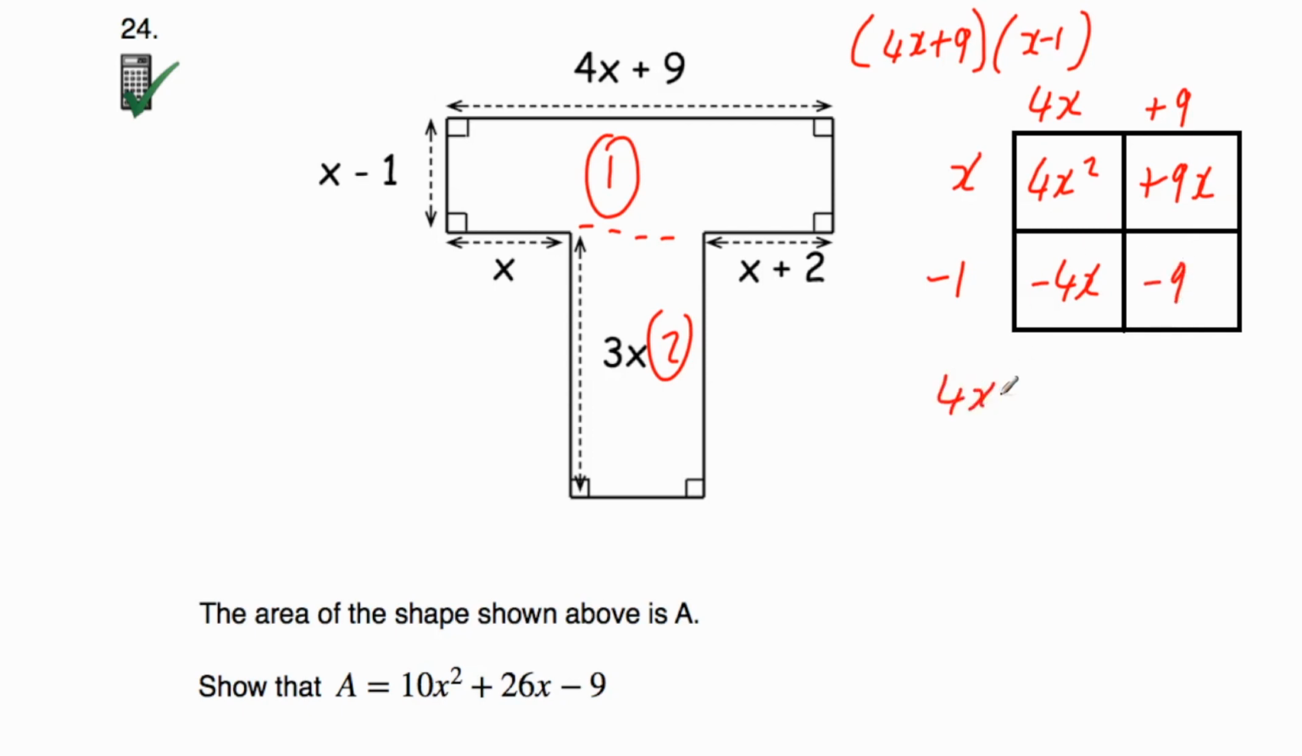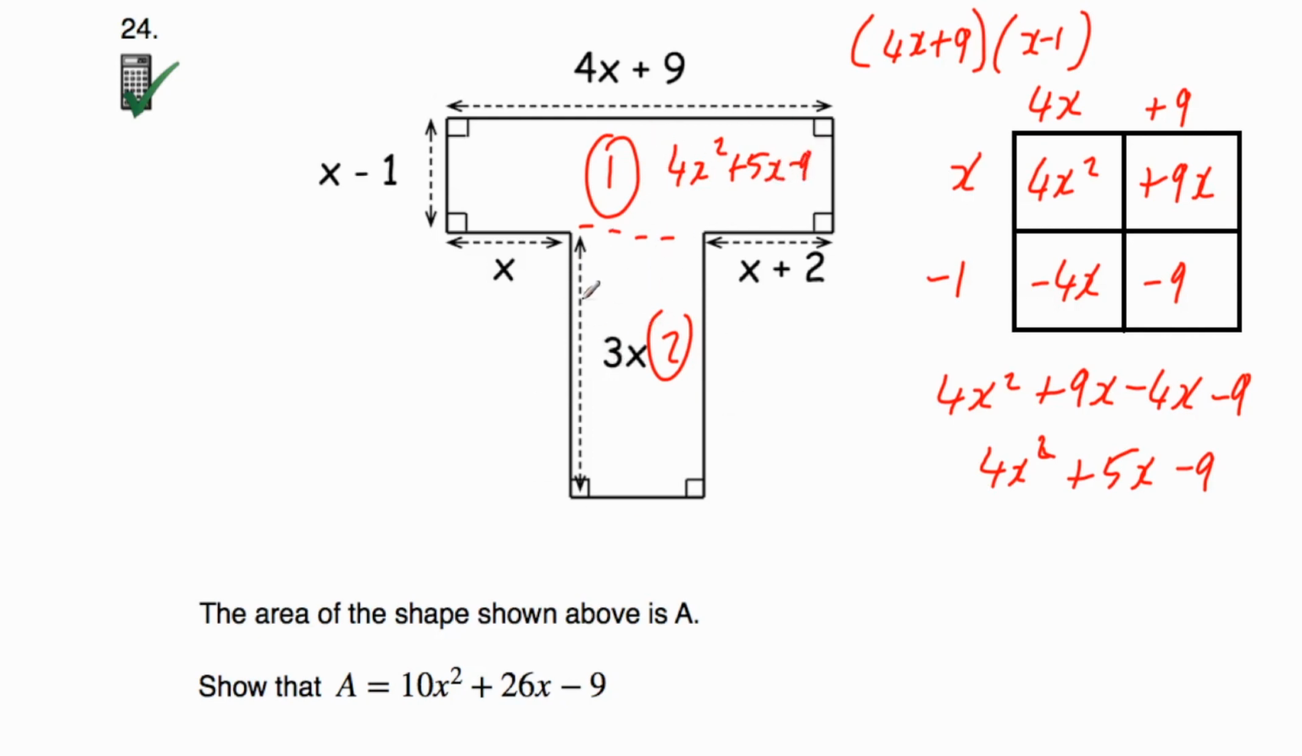So that would be 4x squared, and then we've got plus 9x minus 4x minus 9. And then if we collect our like terms, that will give us 4x squared. 9x take away 4x would be plus 5x, and then we've got minus 9. So the area of rectangle 1, this rectangle, is 4x squared plus 5x minus 9. So that's the area of that rectangle.